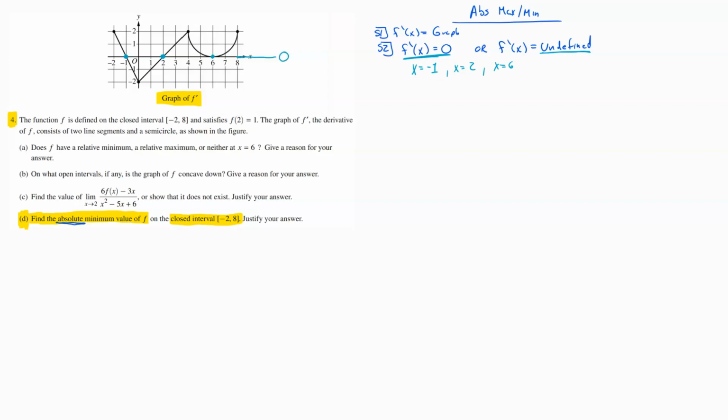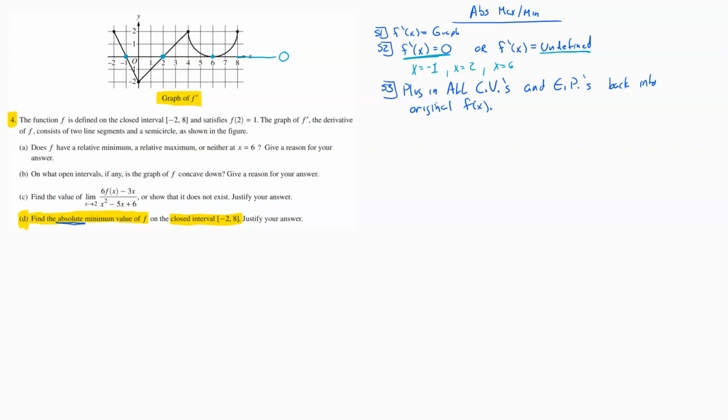Then step three of our absolute max min process is we're going to plug in all of those critical values, I'm just going to call them CVs, and our endpoints, I'm just going to call them EPs, back into the original function, into the original f of x. And from there, whichever one is the largest y value would win your absolute max award. More importantly to us on this problem, whichever one has the smallest y value would be our absolute min, which is what they're looking for here.